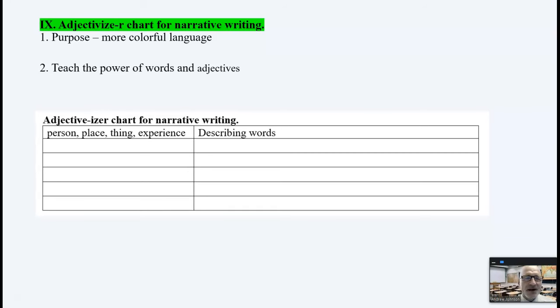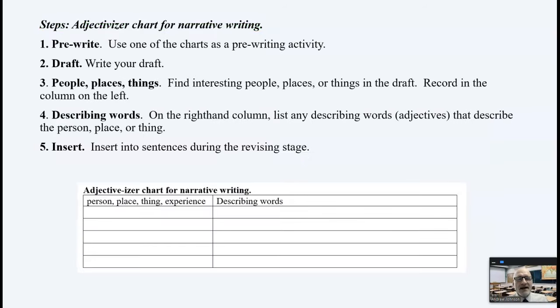Adjectivizer. I made that one up as well. Purpose is to get more colorful language. And again, it teaches students the power of words and adjectives. You list the thing there, or the place, or the experience. And then you list the describing words and just generate. Don't think, get those ideas out. Then after you've written your draft and you're revising, you can go back and begin to include the describing words into sentences. Adjectivizer for narrative writing. Get the idea? You can stop that, insert sentences during the revising stage.